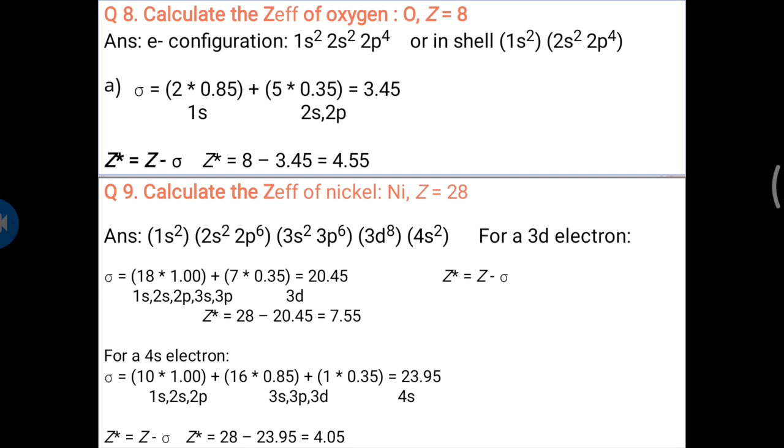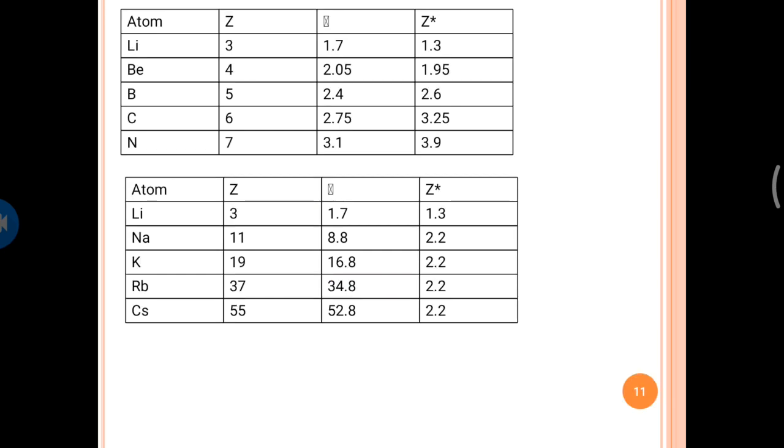Next is the period trend. In the periodic table, lithium, beryllium, boron, carbon, nitrogen are the second period elements. The first period is the shortest period, hydrogen and helium. The second period is lithium, beryllium, boron, carbon, nitrogen, and for these elements we calculate the effective nuclear charge.